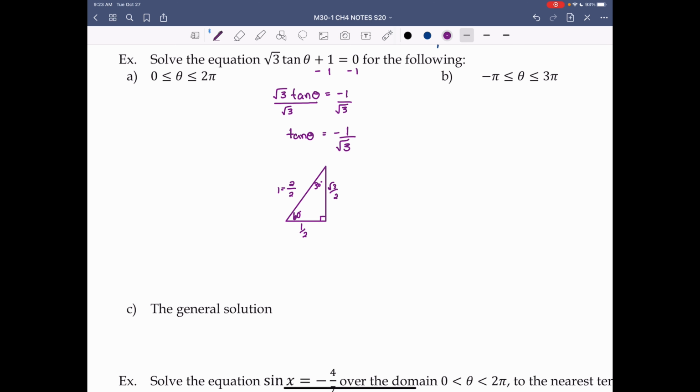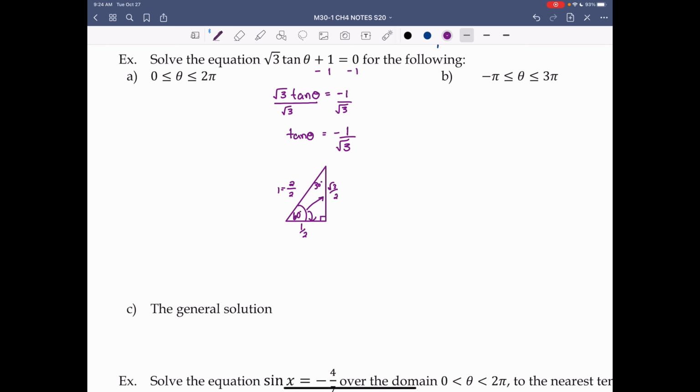We need to figure out which angle is our reference angle. Is it 30 degrees or is it 60 degrees? So we can take the tan of both angles and see which one gives us 1 over root 3. I can start with looking from 60 degrees.